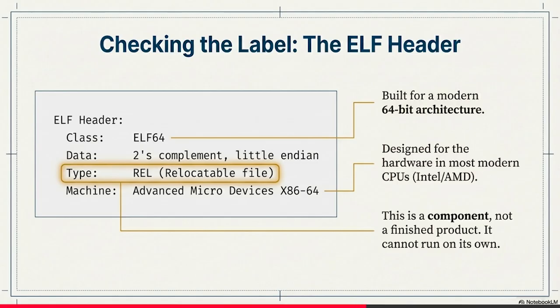So it's basically confirming the file is designed for the architecture we all know as Advanced Micro Devices x86-64. It knows its audience. And finally, the type is REL, meaning it's a relocatable file. It's a component, a single piece of that furniture kit. It's waiting to be combined with other pieces. It absolutely cannot run on its own yet. It's a key ingredient, not the final meal.